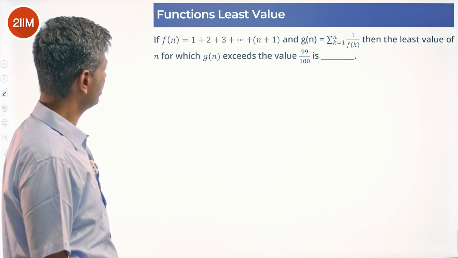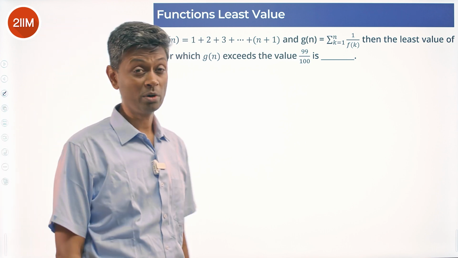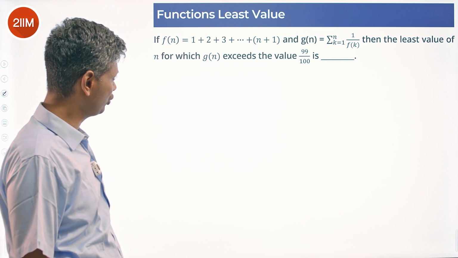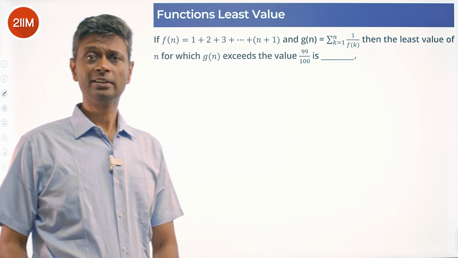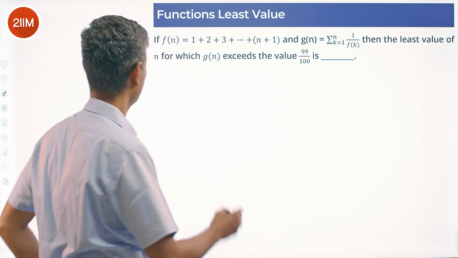f of n is 1 plus 2 plus 3 plus 4 till n plus 1, and g of n is sigma k equal to 1 to n, 1 by f of k. The least value of n for which g of n exceeds the value 99 by 100. Calm down. I cannot process all of this, so I'm going to come down and do what is f of 1.